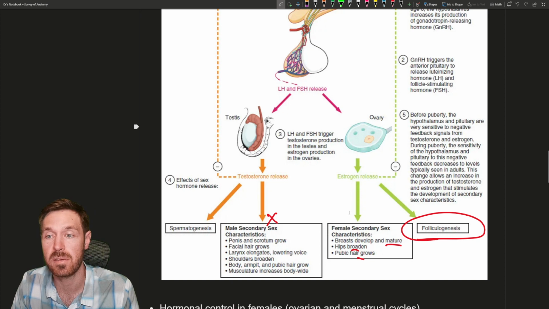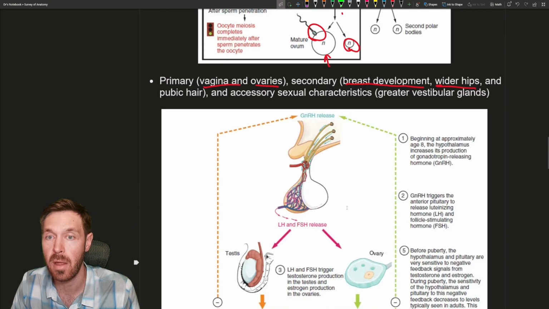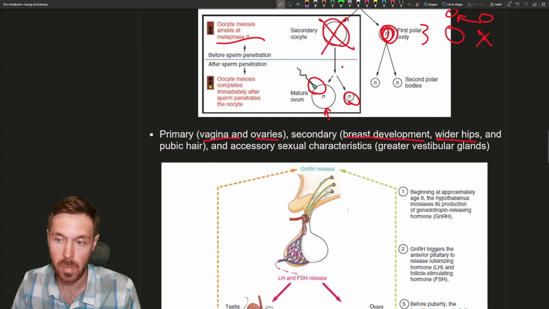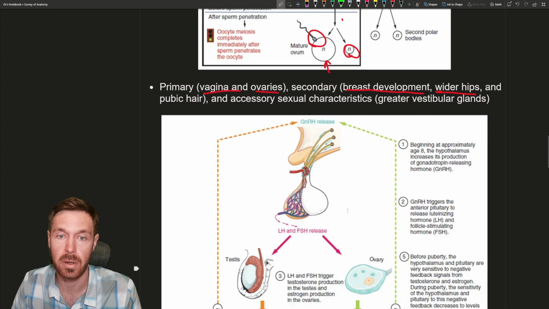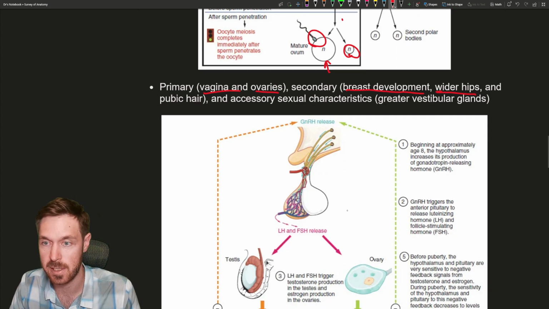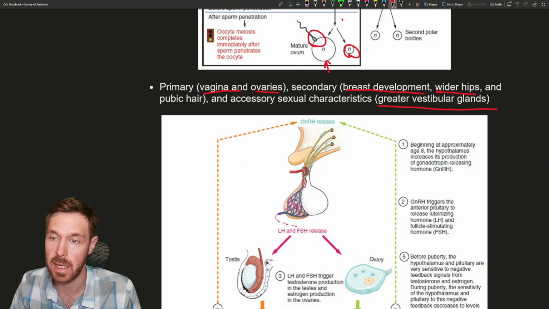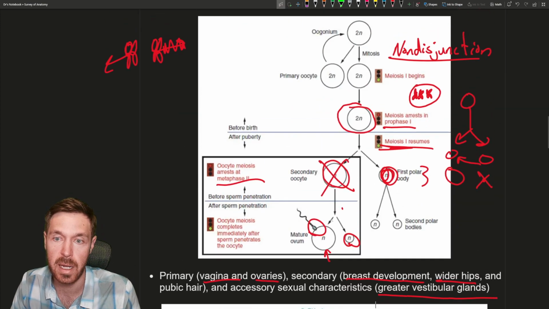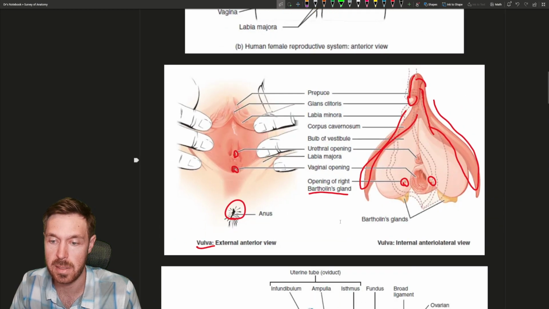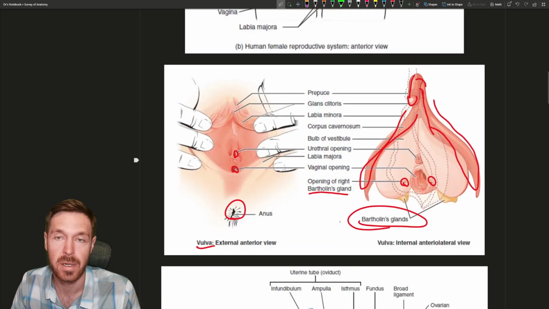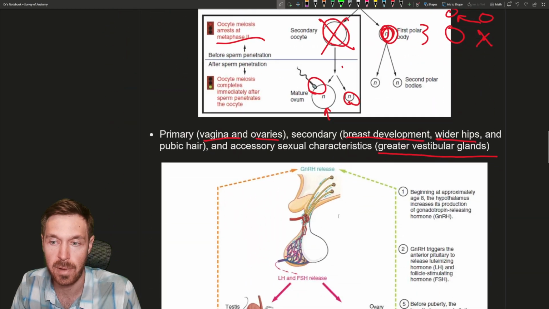folliculogenesis begins, which is follicular development. So each month after puberty, the follicles begin releasing and going through the ovarian cycle and the uterine cycle. Also, accessory sexual characteristics, like I said, include the glands here. They're called greater vestibular glands. The picture labeled them as the Bartholin's glands, but greater vestibular glands is fine to say as well.